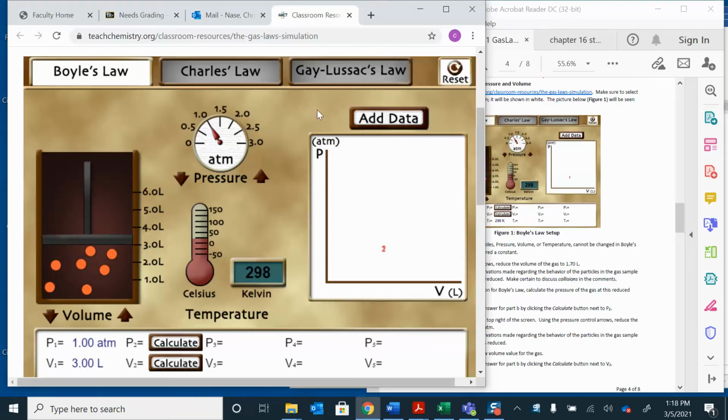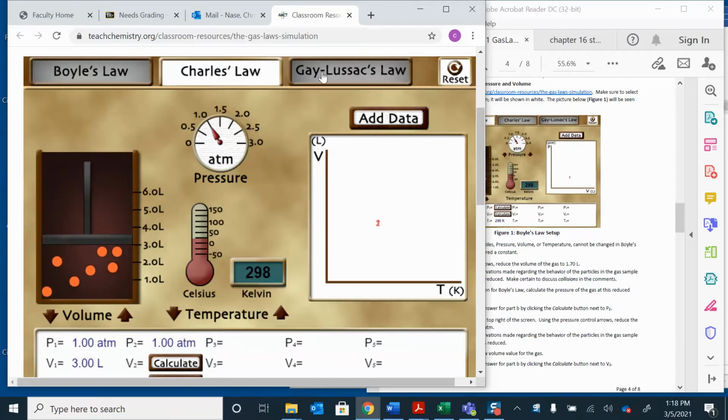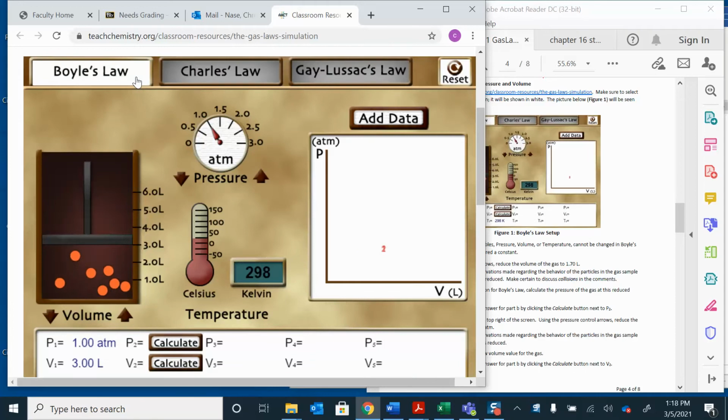Let's go through the gas laws lab really quickly. Once you open the lab procedure, just click on that hyperlink and this will pop up for you. You can see on the top, you can switch between the 3 different gas laws that we're going to be dealing with.